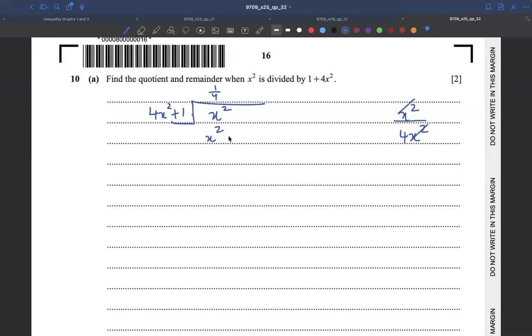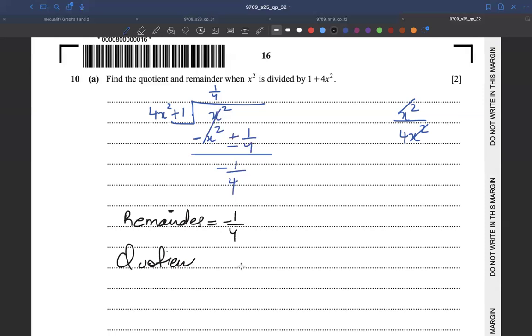1 upon 4 into 1 would be plus 1 upon 4. We'll change the signs, so this will become plus, this will become minus, this will cancel. We'll get minus 1 upon 4, and we cannot divide it any further as there is no power of x, or that it is lower than the power of x over here. So the remainder would be equal to minus 1 upon 4, and the quotient would be equal to positive 1 upon 4.